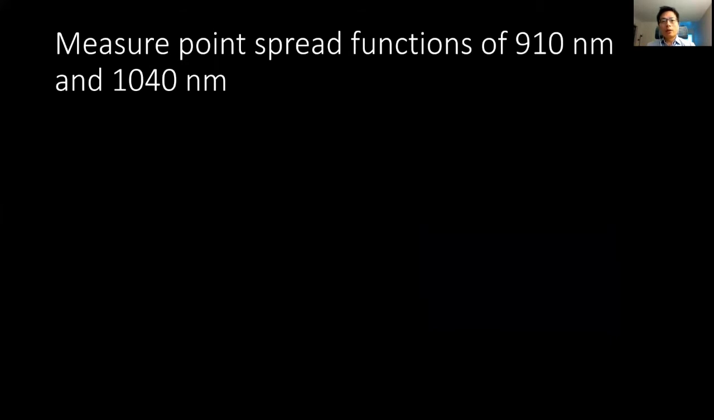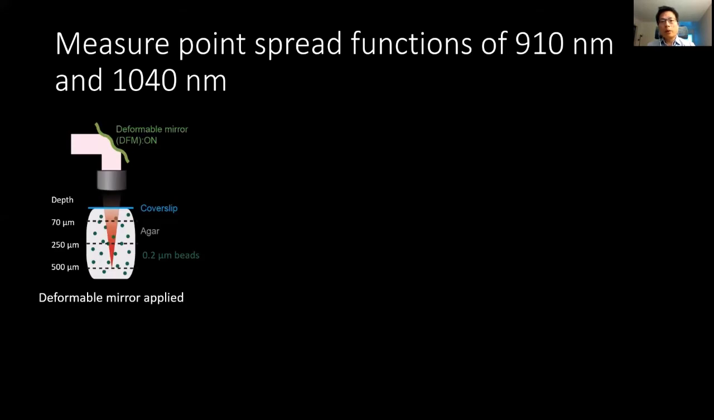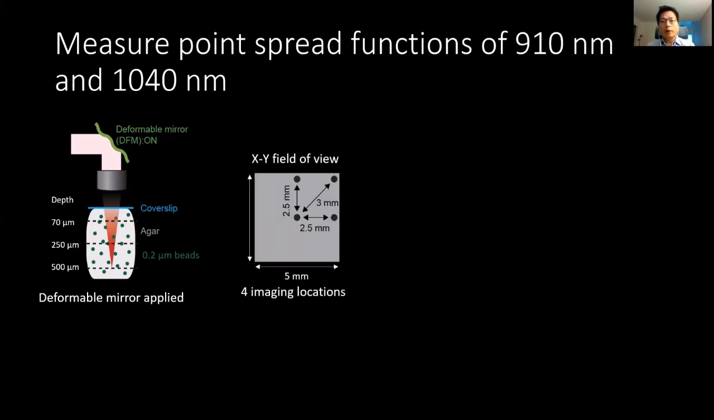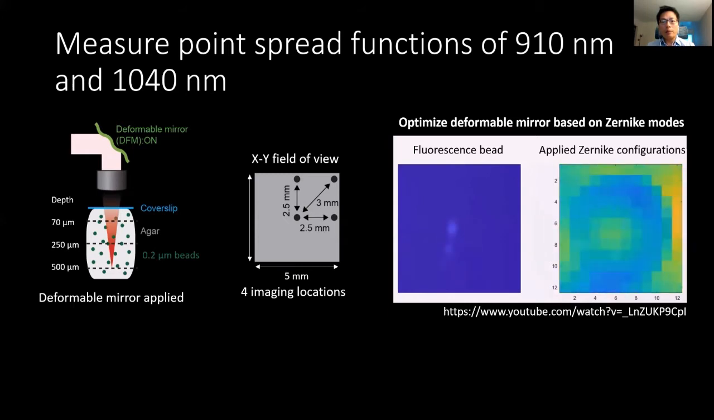Next, we measured the Diesel2P system's point spread function at 910 nanometer and 1040 nanometer across the field of view and at different depths. For this, we imaged 0.2 micron beads embedded in agarose gel at depths of 70, 250, and 500 microns below the coverslip. At each depth, beads at four locations are measured. They are on axis, 2.5 millimeter off axis in X and Y, as well as 3 millimeter off axis toward the corner. For each bead at each location, deformable mirrors are applied as adaptive optics to optimize the point spread function. The movie shows you the process of the optimization.